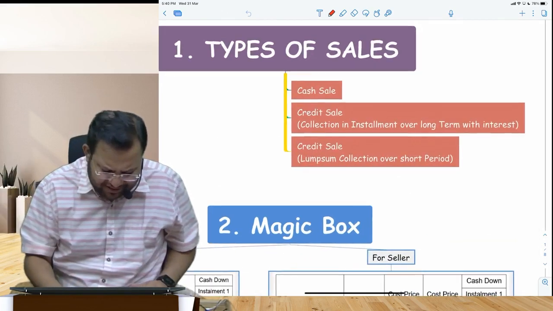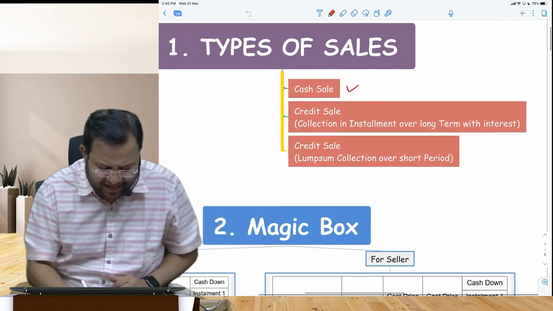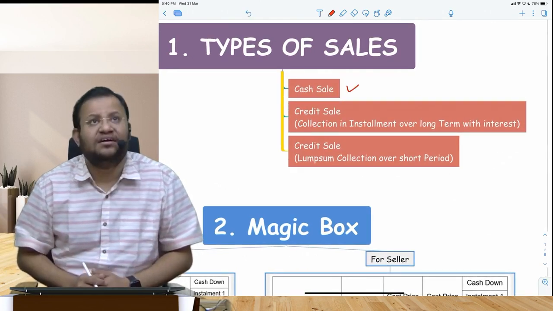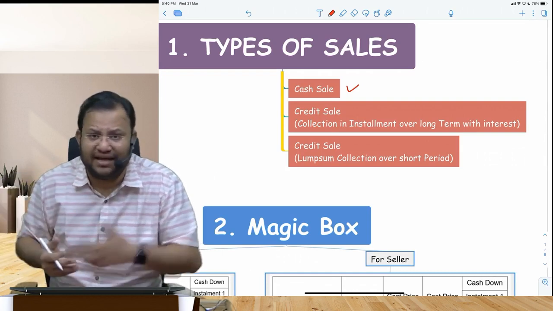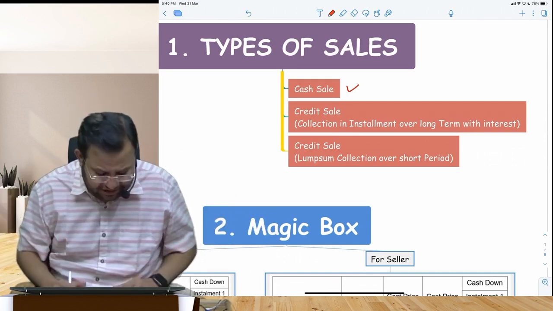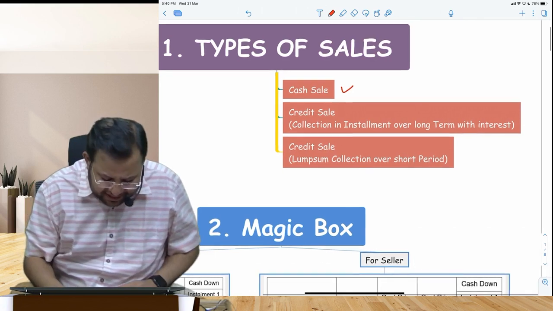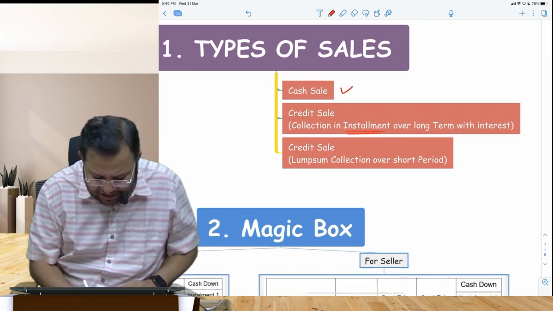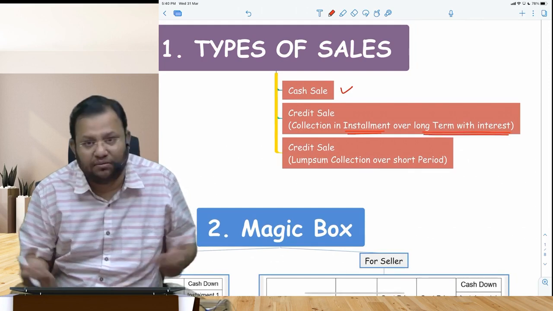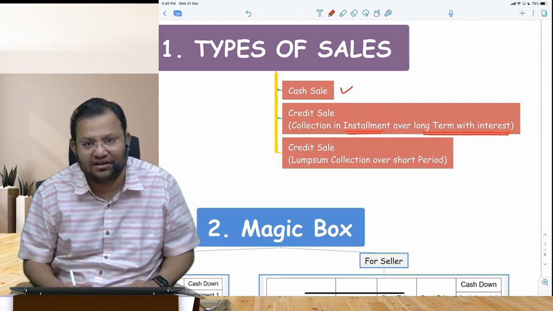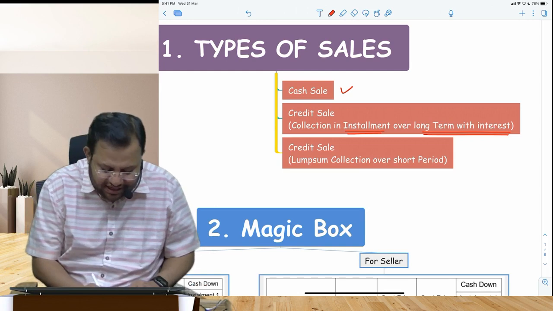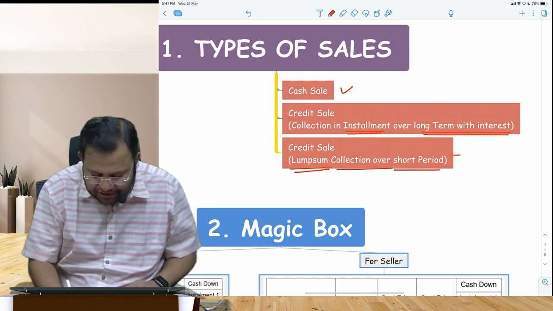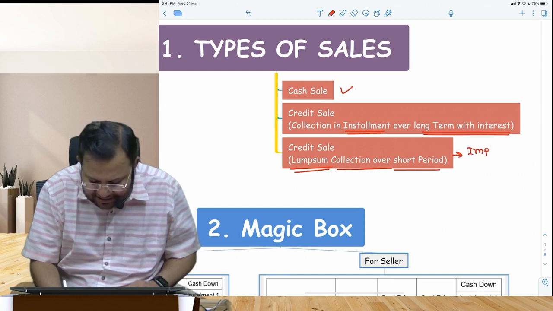So whenever there is a sale of a good, it can be either a cash sale where the buyer makes a lump sum payment to the seller. The buyer can take a loan from the bank and then make a payment. It doesn't make a difference to us. There can be a credit sale by the seller where the seller collects money in installments over a long term, but obviously the seller is going to charge certain interest, or the seller can collect in lump sum over a short period. So there is an implicit interest here.